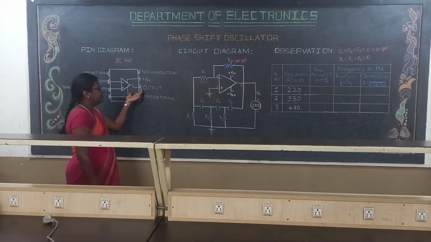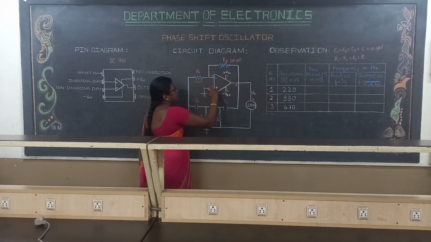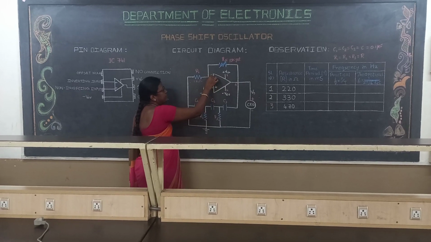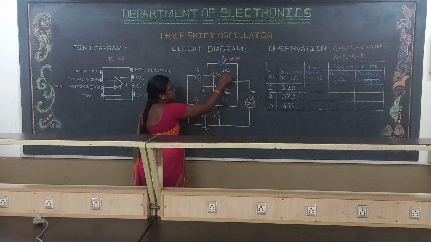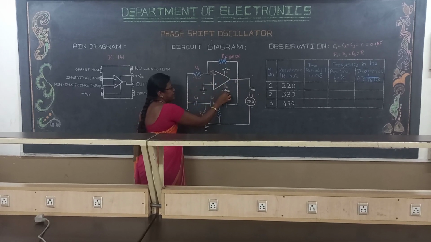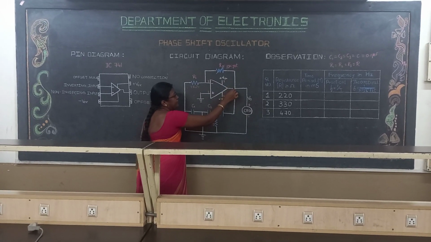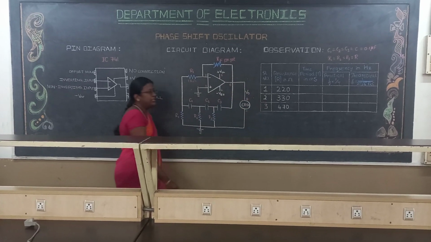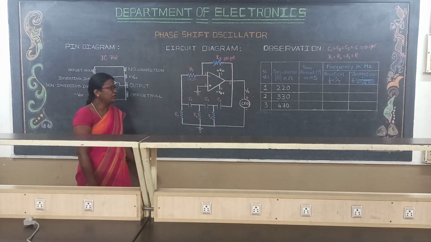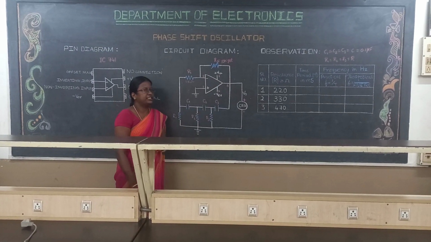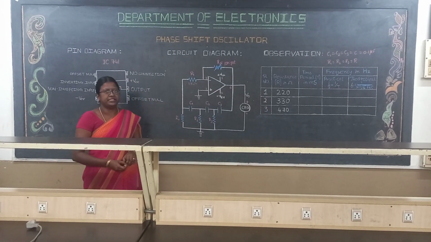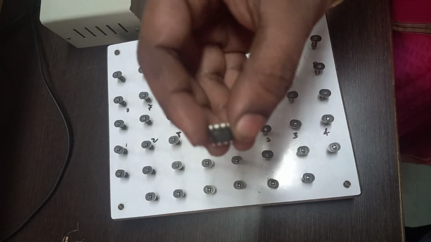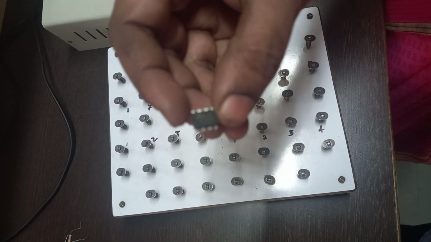If you use these pins in the circuit, you may observe that the inverting input is pin number 2, the non-inverting input is pin number 3, plus VCC is pin number 7, minus VEE is pin number 4, and we are getting the output at pin number 6. Now let us see how to construct this circuit using the components, and let us see how to take the readings. Observe this is the IC 741.